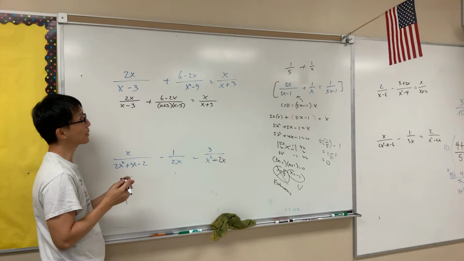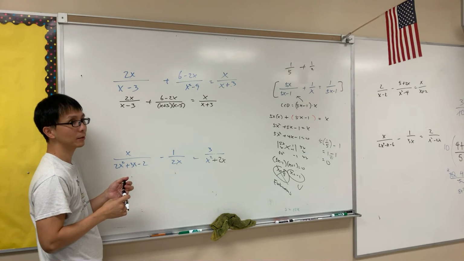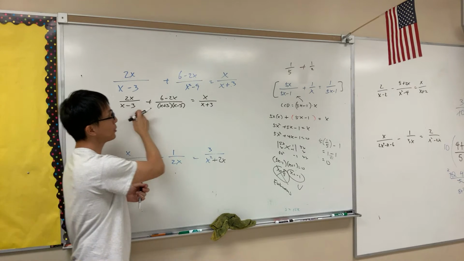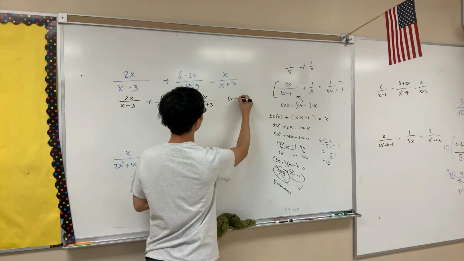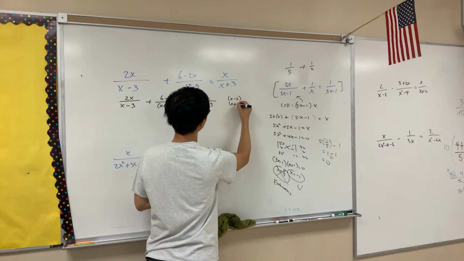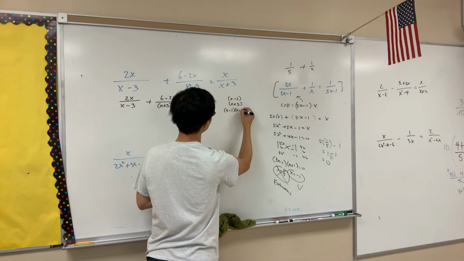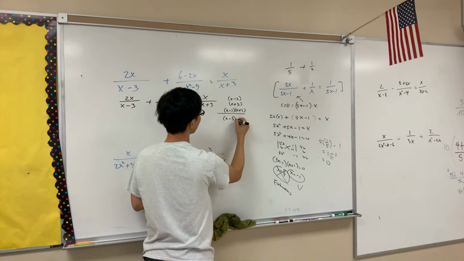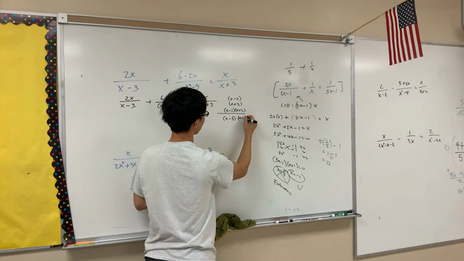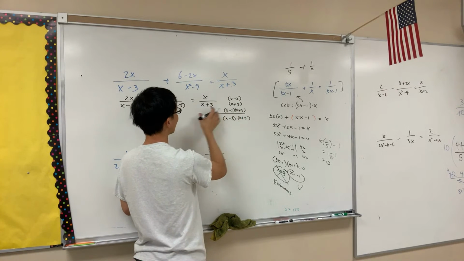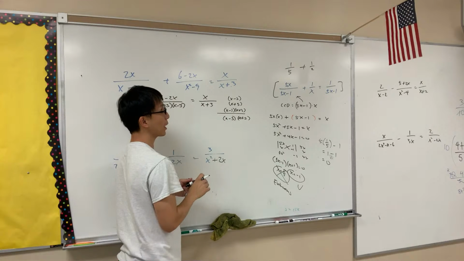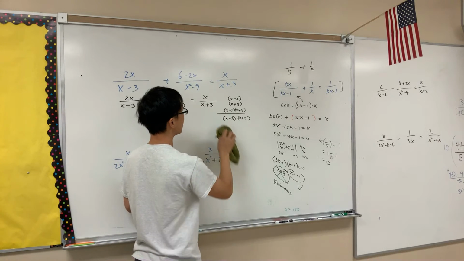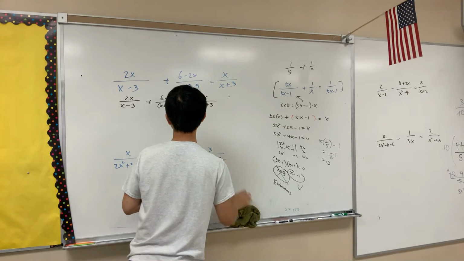Some people are going to ask me, how do I come up with the LCD? LCD is basically you compare x minus 3 and x plus 3. They both have x minus 3, so that's x minus 3 once. And they both have x plus 3, so x plus 3 once. But not x squared minus 9 times x plus 3 times x minus 3, because that's too much.